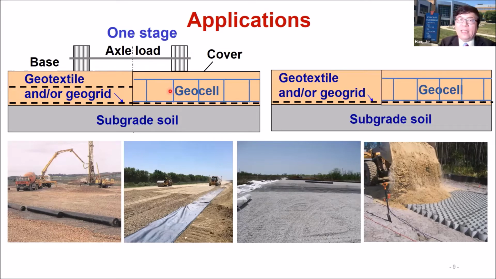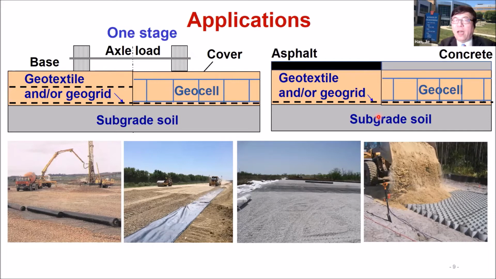So let me talk about the second situation. This is the same as the first stage. Basically, during the construction, you need to support the vehicle, okay? A construction vehicle. Then after that, sometimes we turn this pavement into asphalt pavement, turn this one to the concrete pavement, then support more traffic loading on the top. So for this situation, I call it a 2-stage situation.